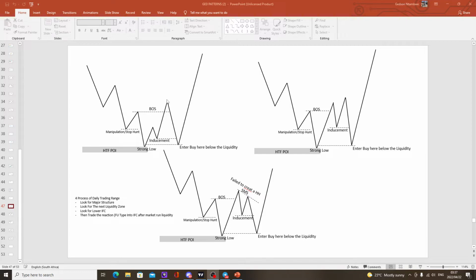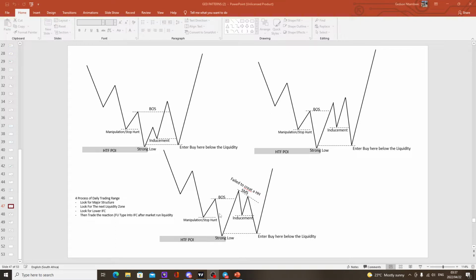There is also another type where you can see, let's say market create something like this. Then you focus more on what we call the higher time frame point of interest that you are going to find there, so that we can be able to take the trade. This is our first topic. The second one is gonna be this one.